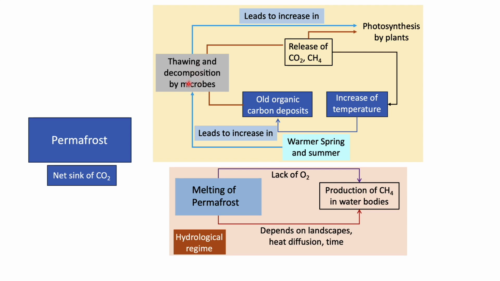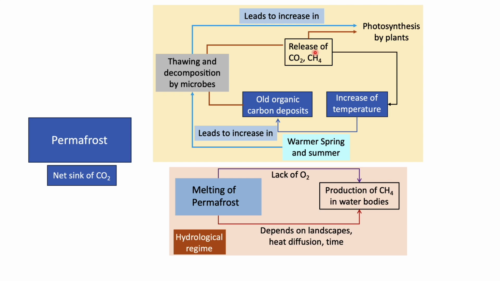The thawing and decomposition by microbes releases lots of carbon dioxide and methane, because the microbes are present in the soil. Permafrost is nothing but frozen soil. When the temperature increases, the microbes start decomposing the things which are present, which releases carbon dioxide and methane. This can be taken up by the plants for photosynthesis.